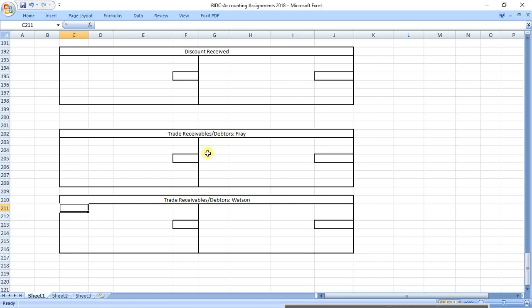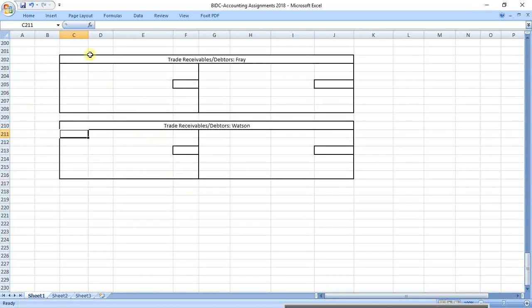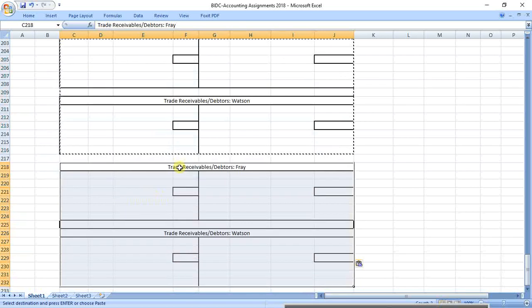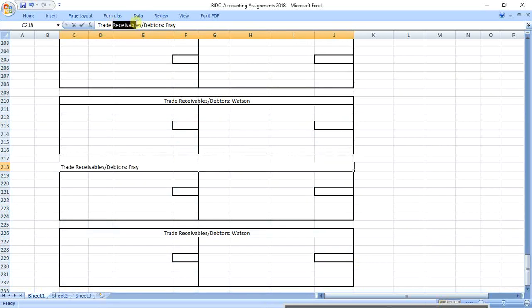And then we need trade payables, because they said prepare the customer and supplier accounts, recording the opening balances and the transactions for November. Post the cash sales to the relevant account in the general ledger. Okay, so then copy this. Change this to payables. Payables, creditors.